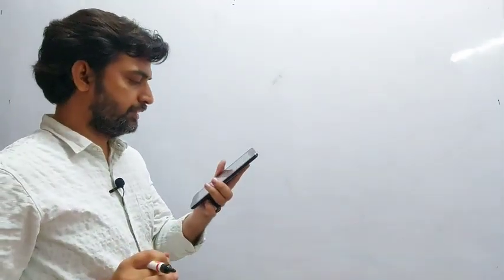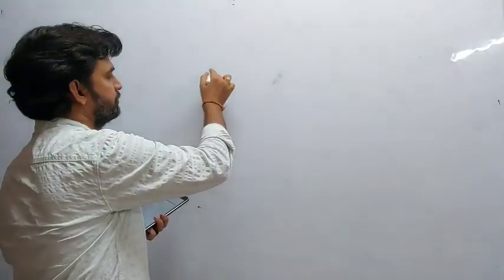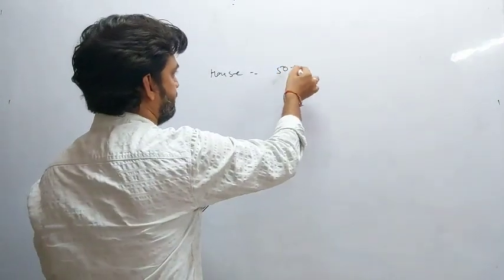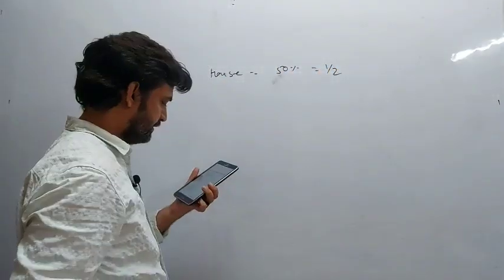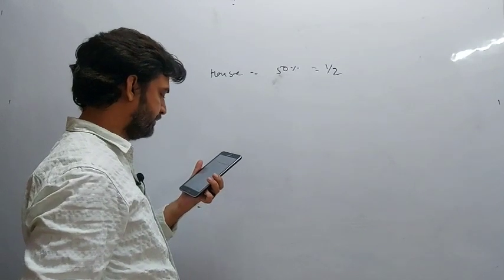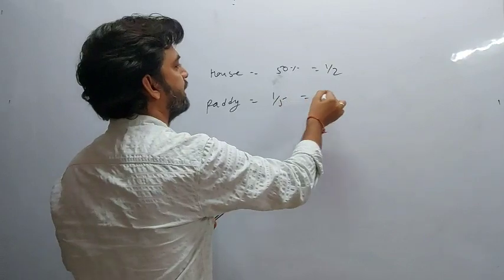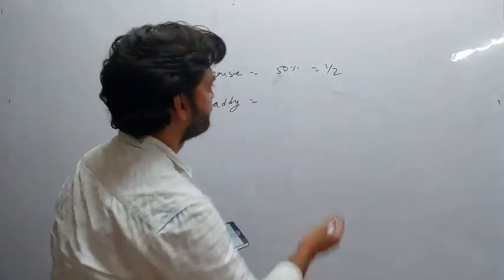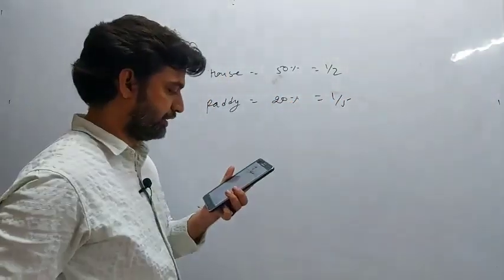Next question says that half of the villagers of a certain place have their own house. House have 50%, means half, or we can say it 1 by 2, right? 1/5 of the villagers cultivate paddy. 1/5, that means 20%. Sorry, I should write in this way. Question is saying 1/5 of the villagers, that means 20% villagers cultivate paddy.